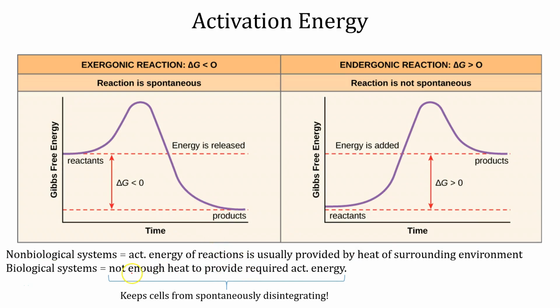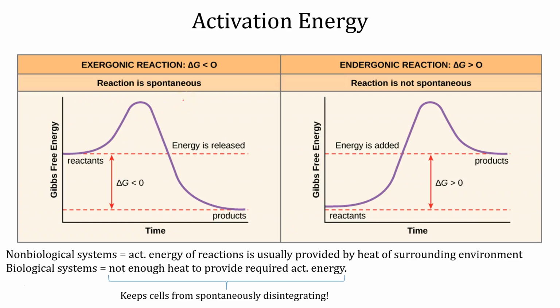On one side, this is a good thing because we do not have enough heat in our cells to provide that activation energy. But then the question remains, how do any of these chemical reactions ever occur? I've just told you that for a chemical reaction to occur, it requires a whole bunch of activation energy, and cells don't have the ability to reach that activation energy.